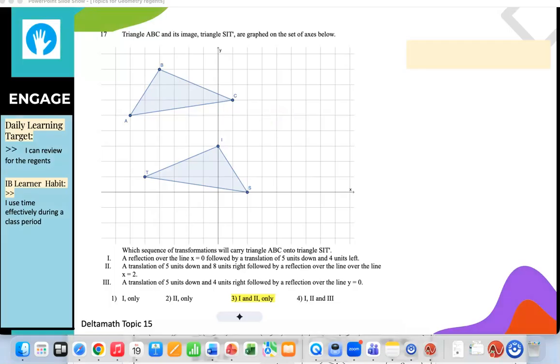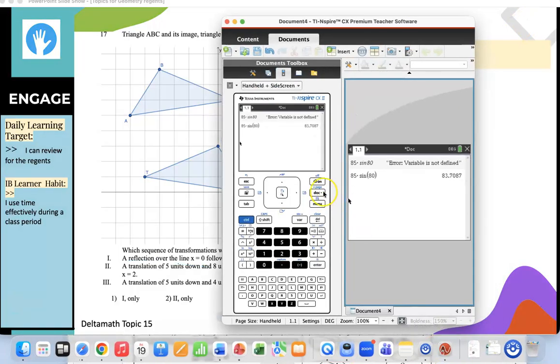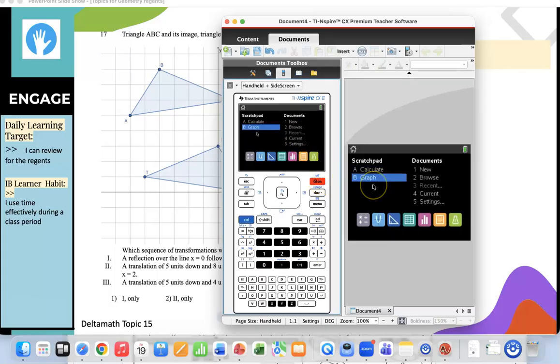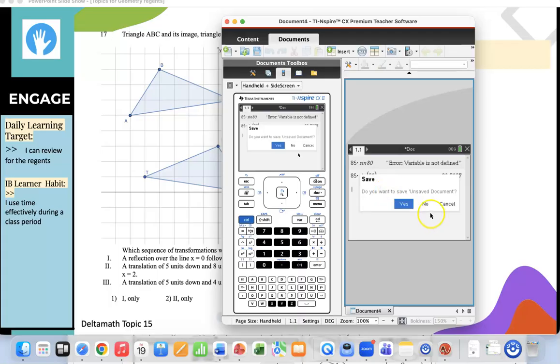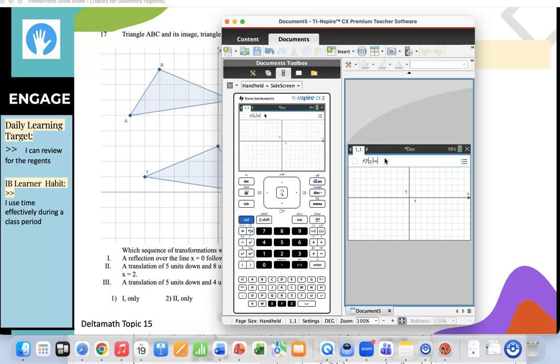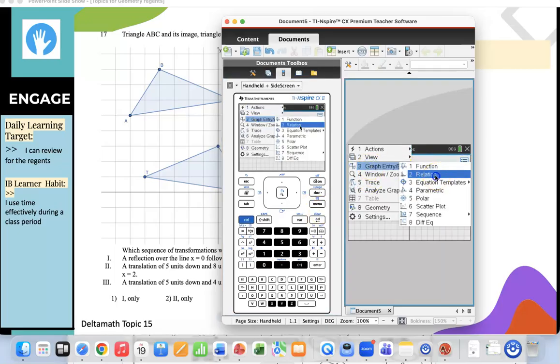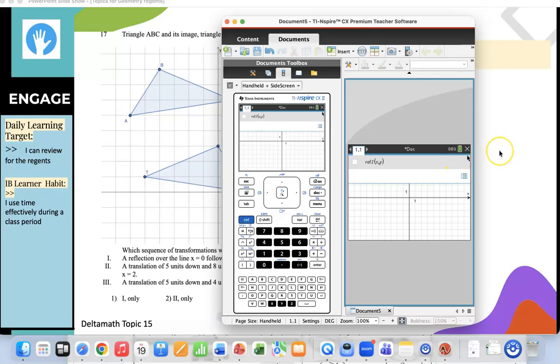You need to know different things. For instance, a reflection over the line x equals 0. If you forget on the regions what x equals 0 looks like, this is where this calculator comes into play. You can go to graph, go to new. I don't want to save, add graphs. I'm going to change it to relation, menu, graph entry, relation. This is going to be x equals 0. If you type that in, it's going to be quick, so you have to pay attention. X equals 0, and you press enter.